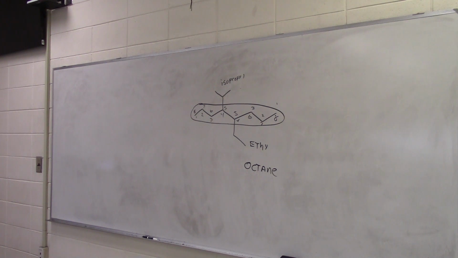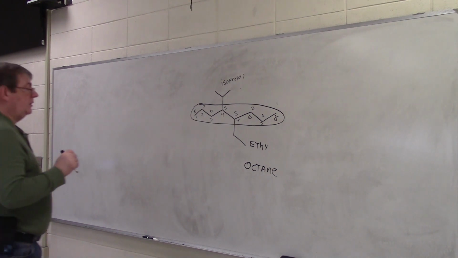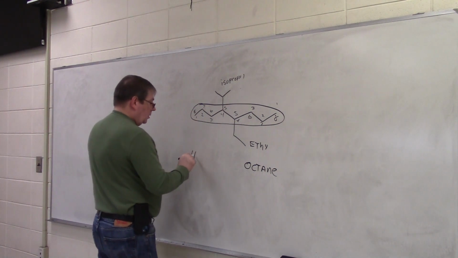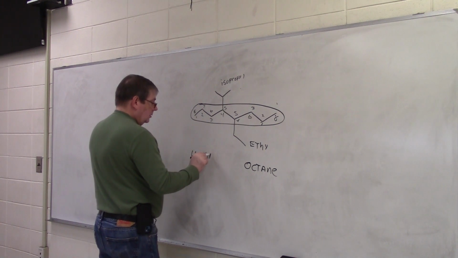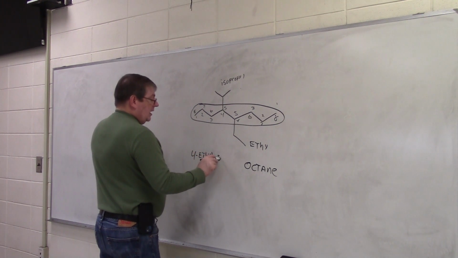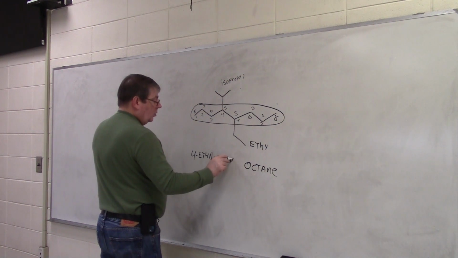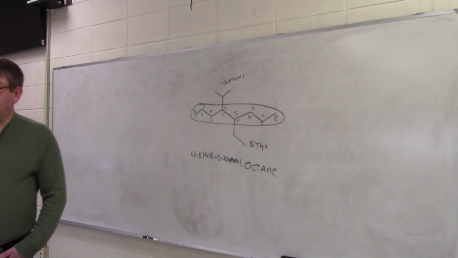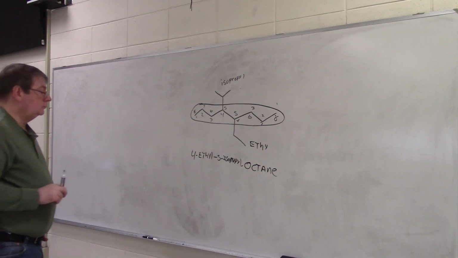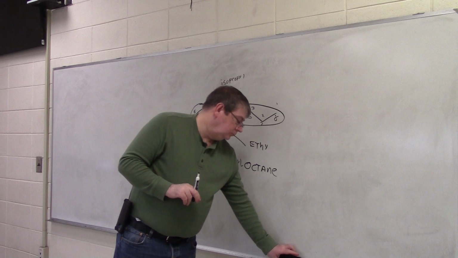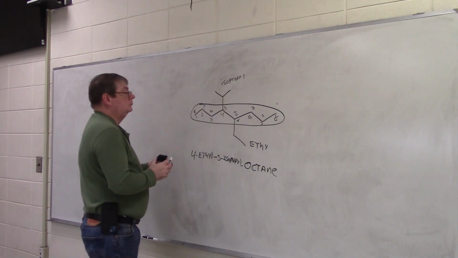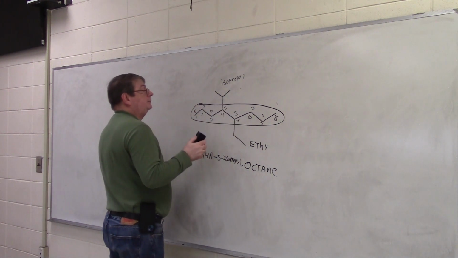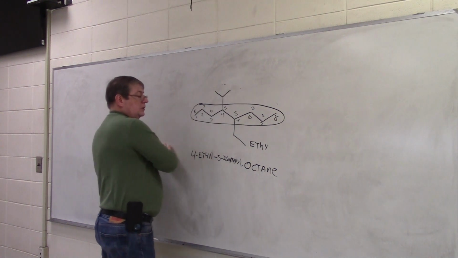Which one is going to be first? Is that when it goes by the alphabet? It does. Okay, so E's before I, so you would read from right to left. So this is going to be 4-ethyl-5-isopropyloctane. And that just happened to be that way. Does that make sense?